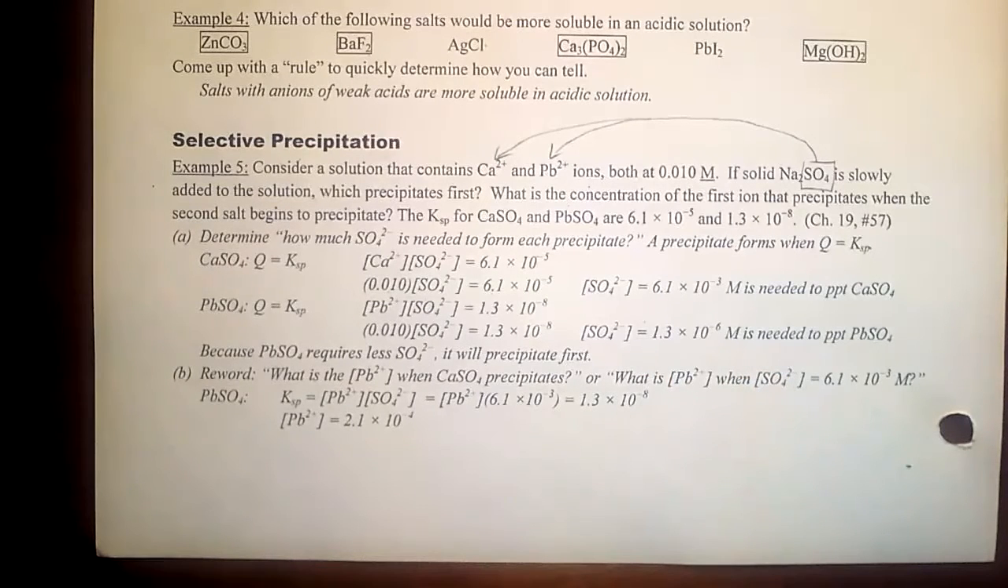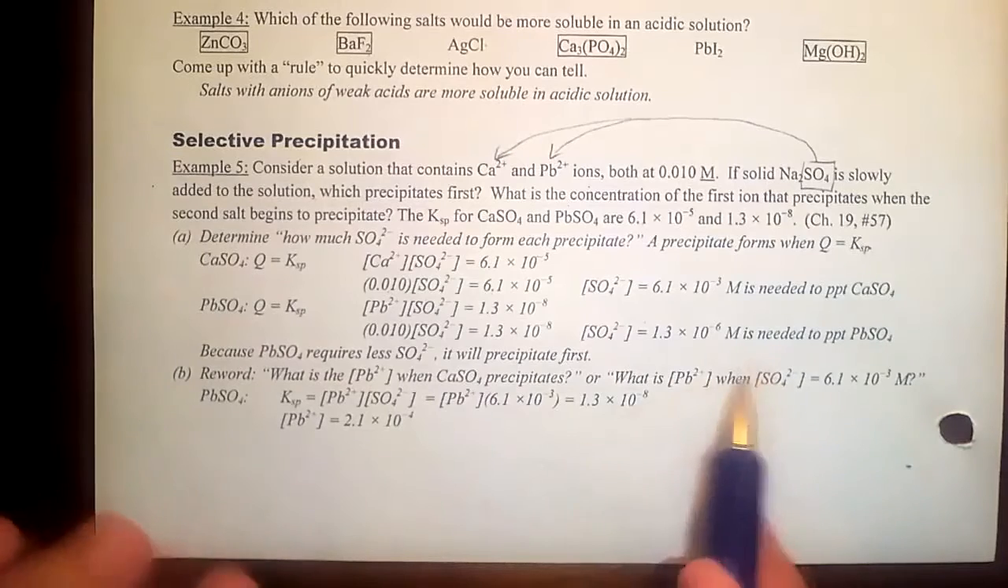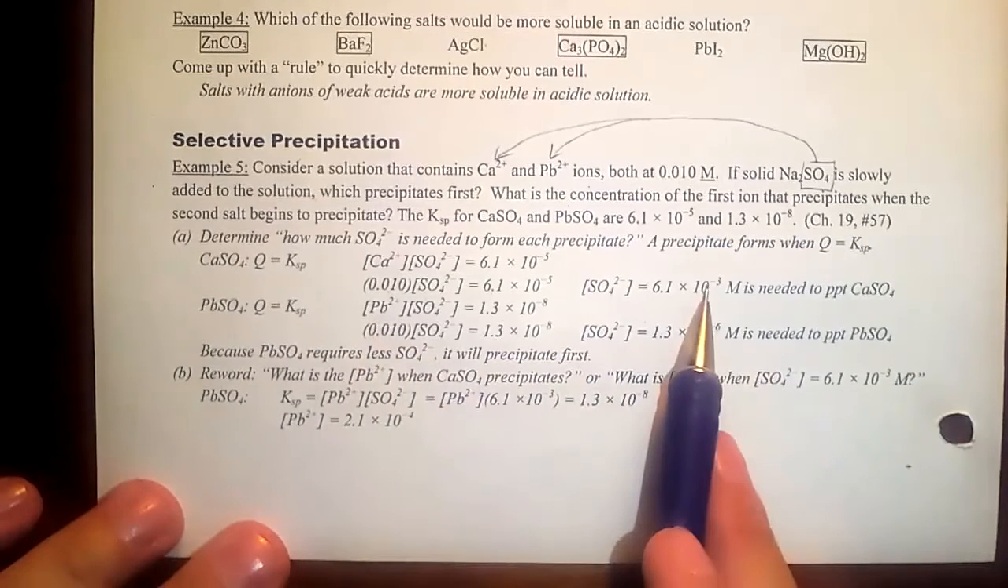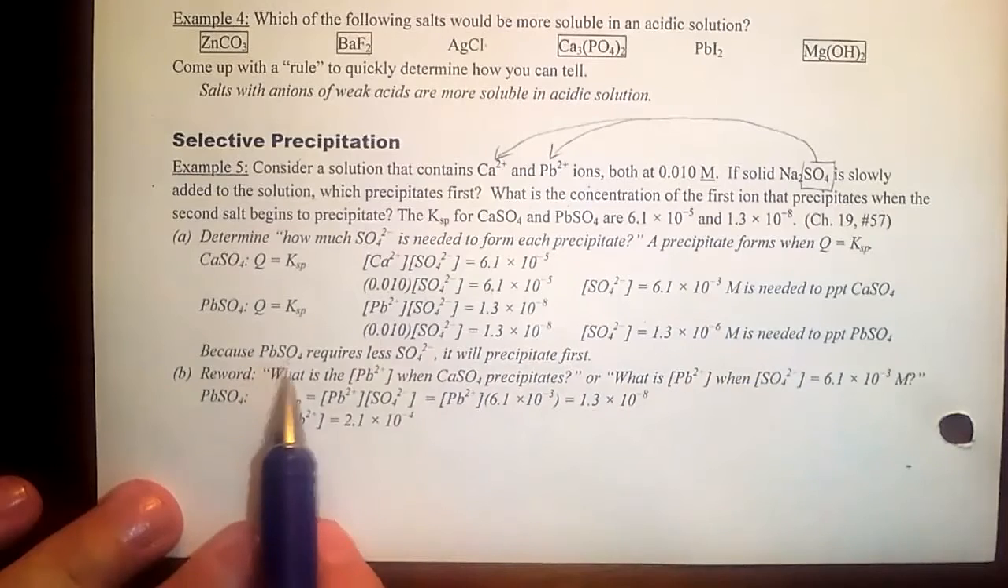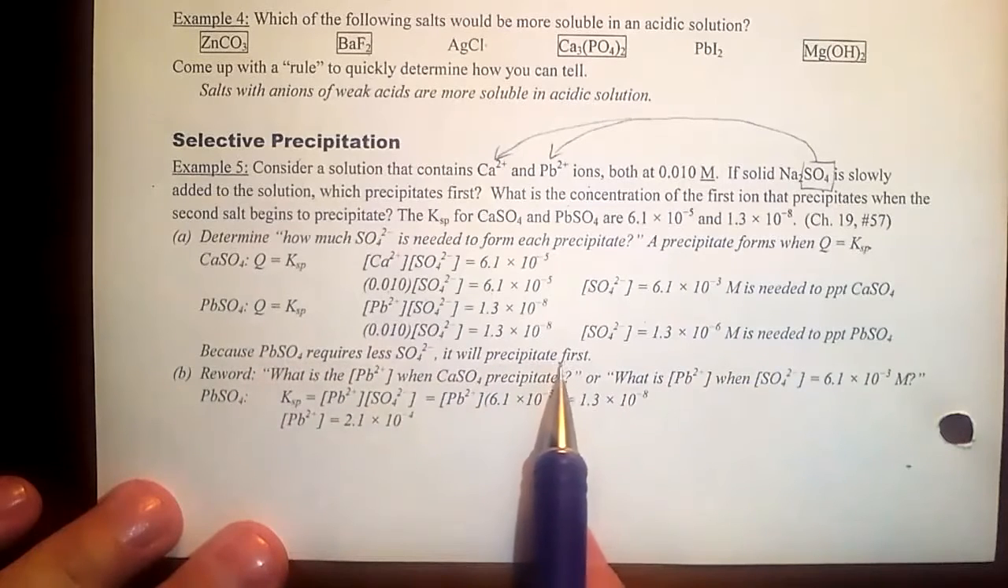Well, logically, the one that needs the least sulfate will do the precipitating first, and that's going to be the lead ion, because this is much smaller than that. So the lead sulfate will precipitate first.